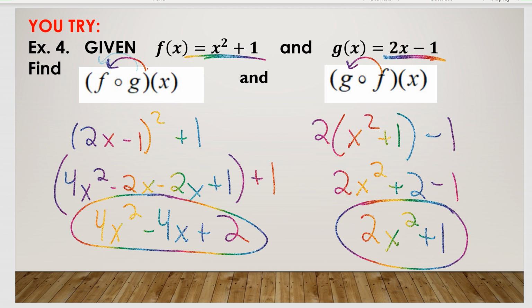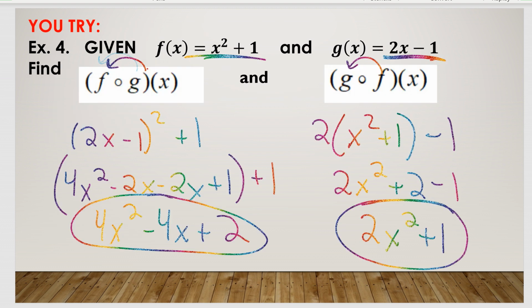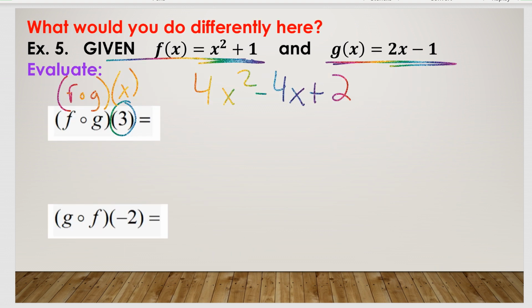So these answers that you got, the solution you arrived at, should still transition over. So 4x squared minus 4x plus 2 for this top one. And then for our g as a composite function of f, we have 2x squared plus 1. So now our x value has been given, so we have 3. Anytime we see x, we would substitute in a 3.